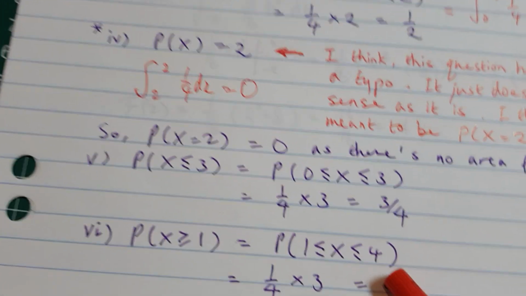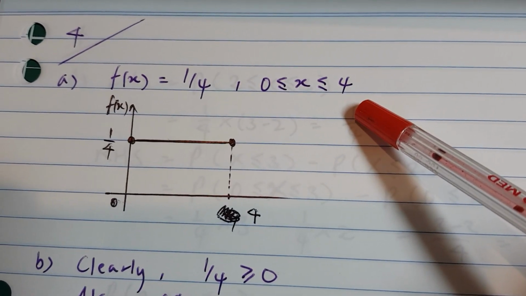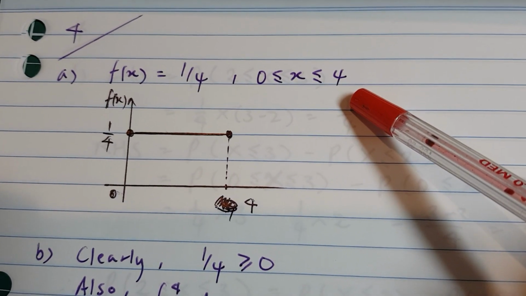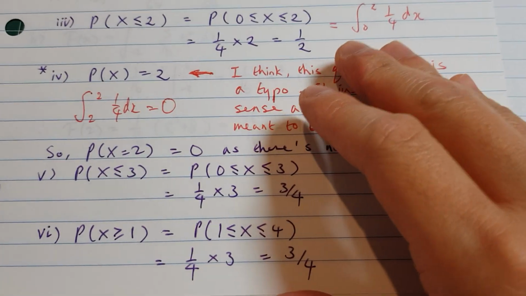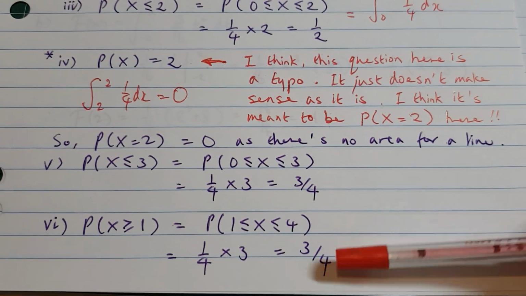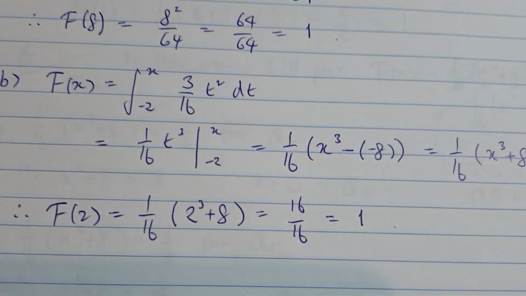Greater than or equal to 1, or greater than 1, same thing. That's going to be bounded by 4 because, going back to the domain, it's bounded by 4, that being the upper bound. So the usual 3 quarters. Notice the actual probabilities of these two are the same. Okay. All right, moving on.